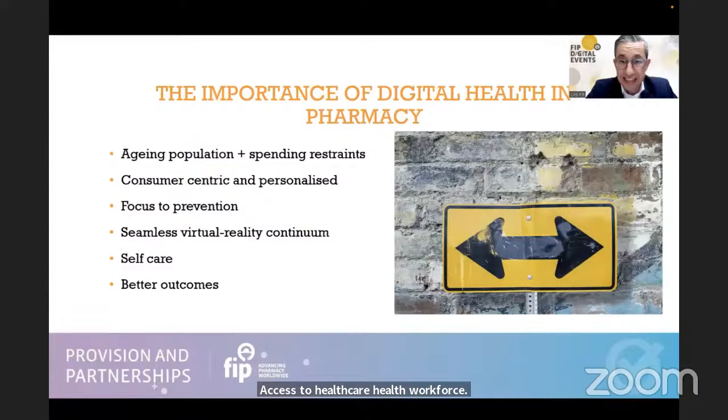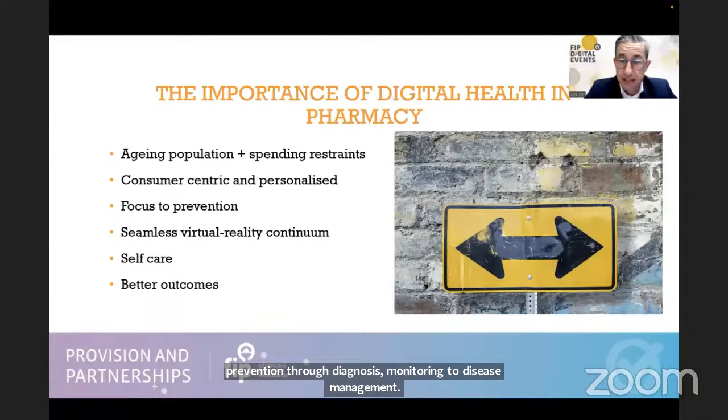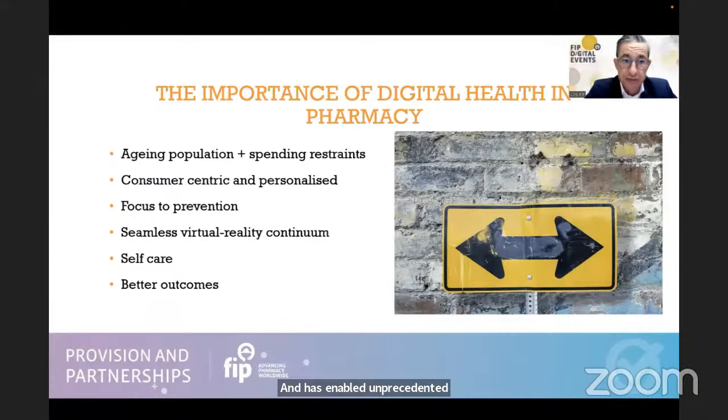Today, everything is affected by the digital revolution. The impact of new technology on improving the health and well-being of individuals, communities, and populations is unprecedented, and it has only begun. We have not seen even a very small part of it. Recent technological achievements have revolutionized clinical practice from prevention through diagnosis, monitoring to disease management, and have enabled unprecedented public interest and engagement in self-management and well-being of people.